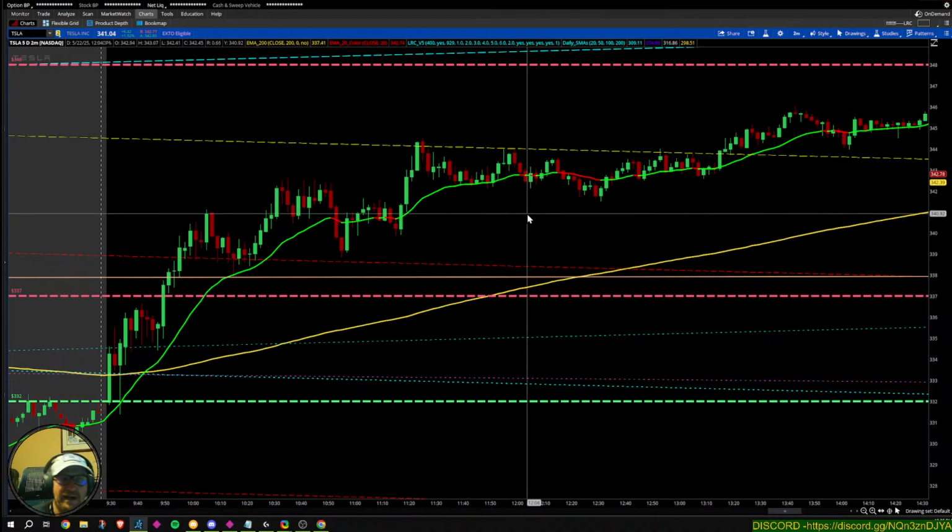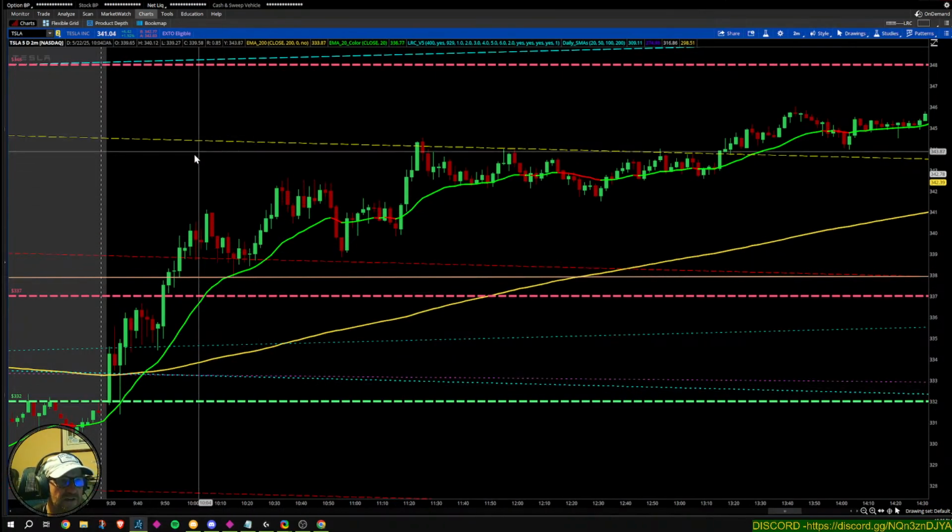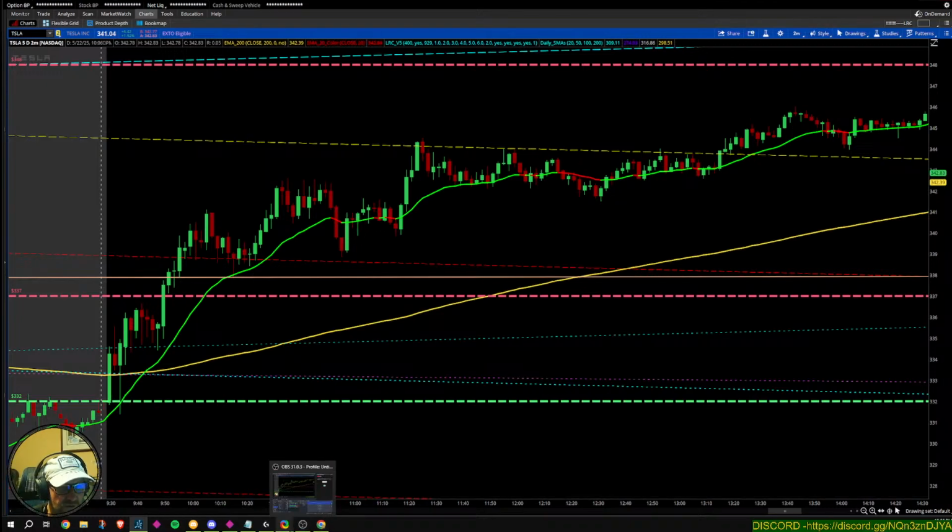I did also give back a little too much on my Meta trade. That trade should have been about 3,300. I ended up with, I can't remember, somewhere. I'll show you in a second. But let's get right into it. I'll show you my trades on Tesla.